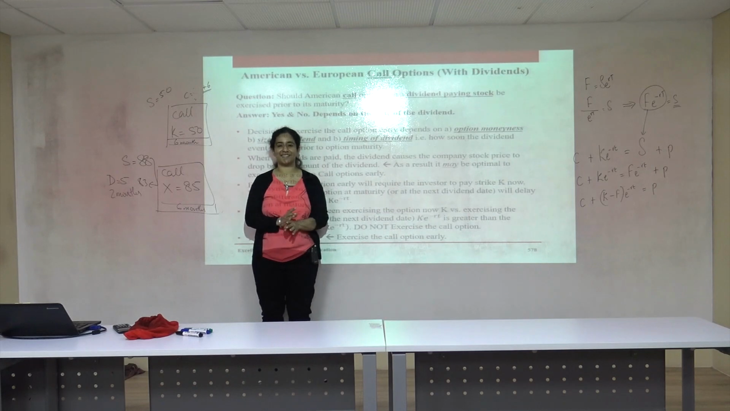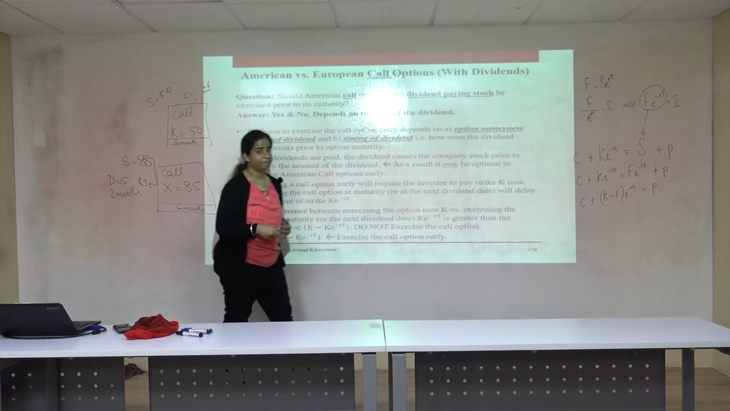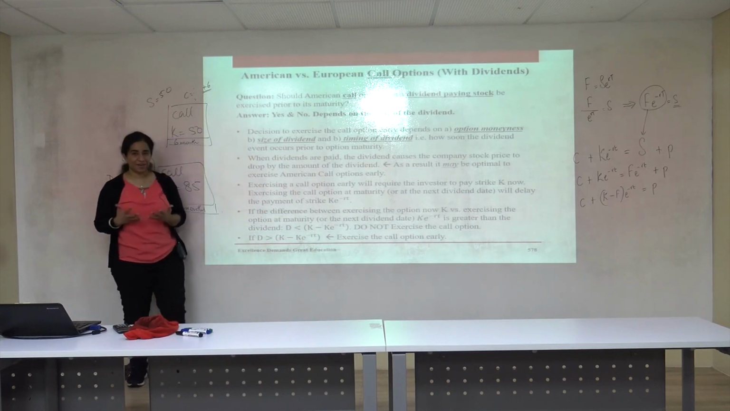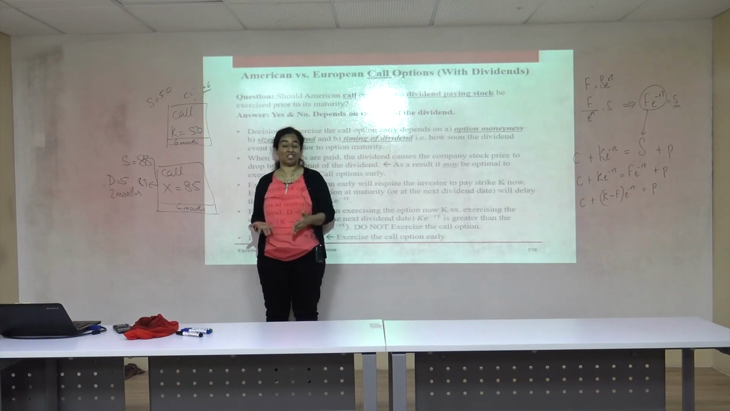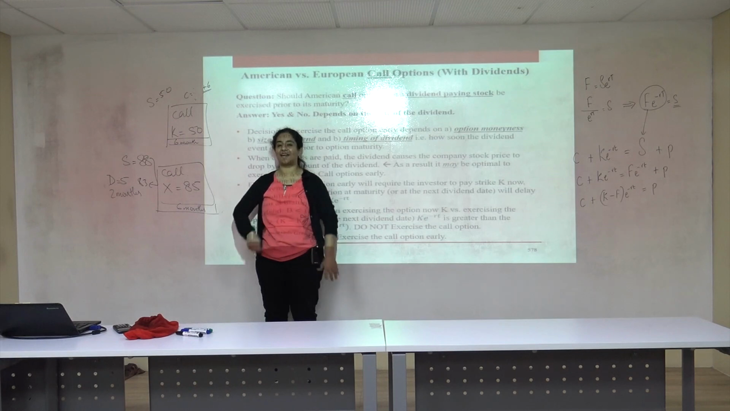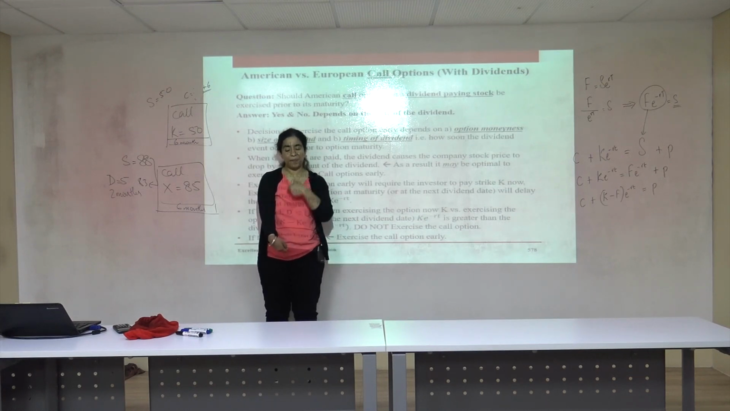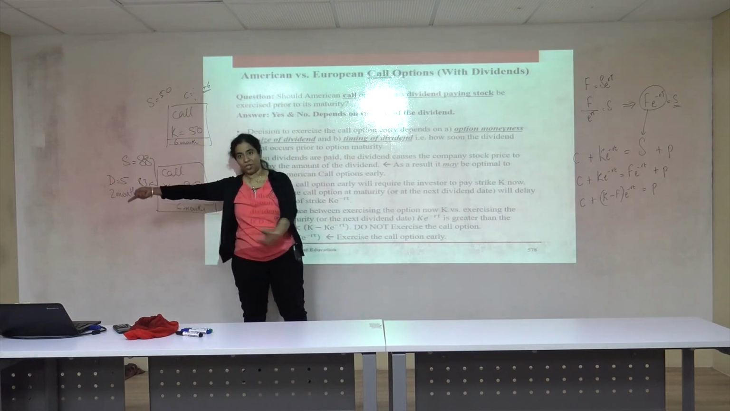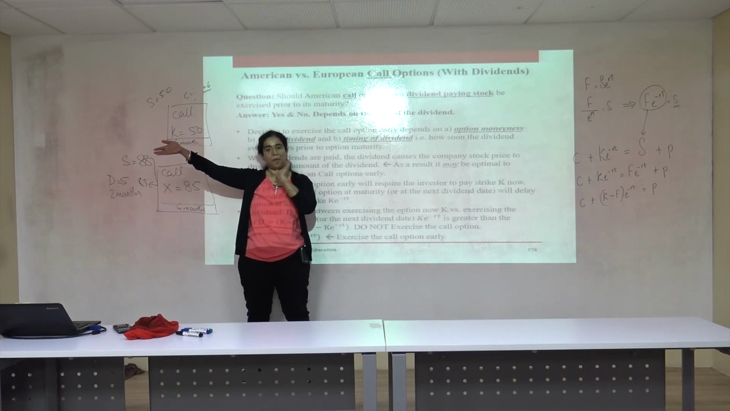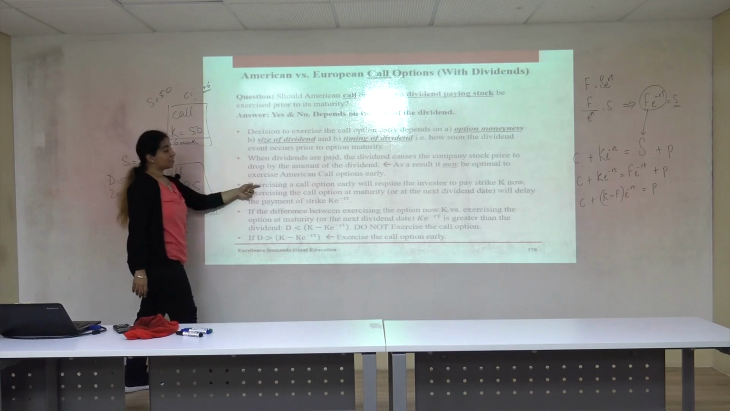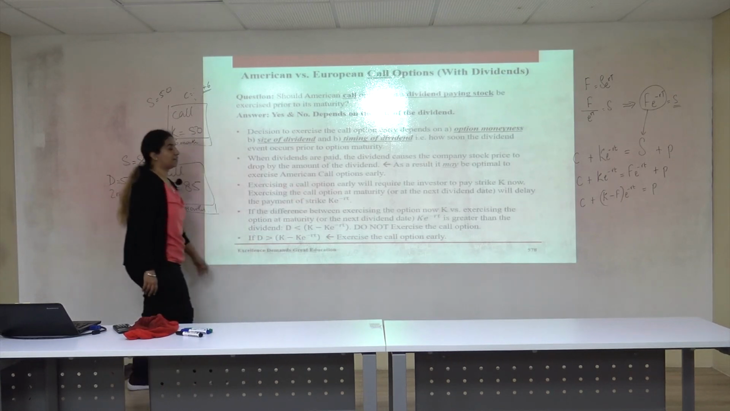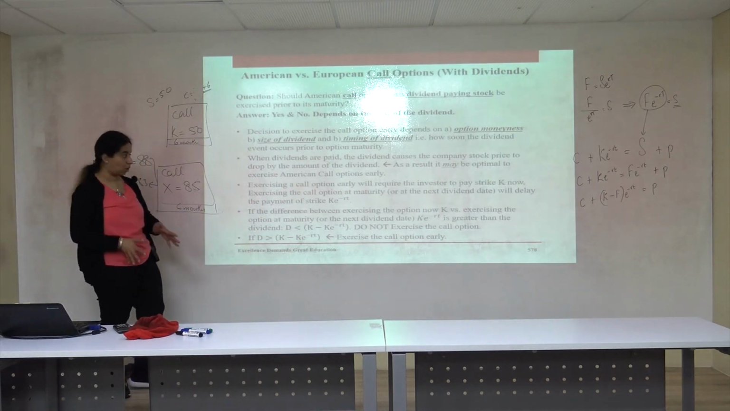Notice how they're not definitely saying it's optimal, it's maybe. Again, because there's one more thing we need to look at: what is the benefit of exercising early? You get the dividend. But then what's the cost of exercising early? Remember, a call option is a right to buy. You have to pay money. Why pay now when you can pay later? So I need to compare the difference between paying now versus paying later. So exercising a call option early will require the investor to pay the strike K now.